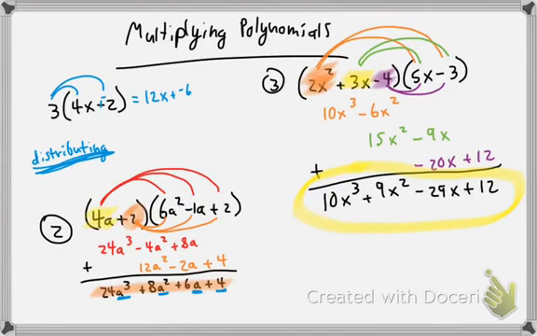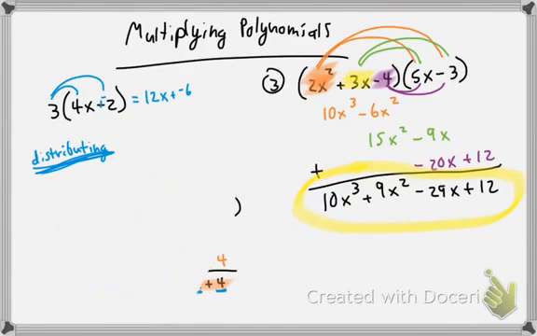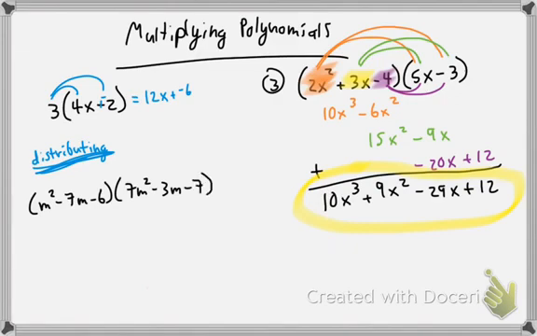So, I know what some of you are thinking, Mr. Willman, I think I got it down, but I want to have a little more fun. Can we please do a trinomial times a trinomial? I mean, I guess that can be our last one. Let's do a trinomial times a trinomial. Here we go. Let's do m squared minus 7m minus 6 times 7m squared minus 3m minus 7.